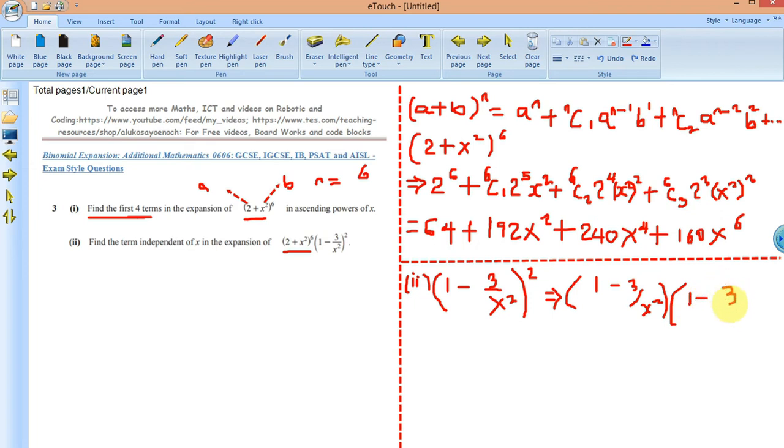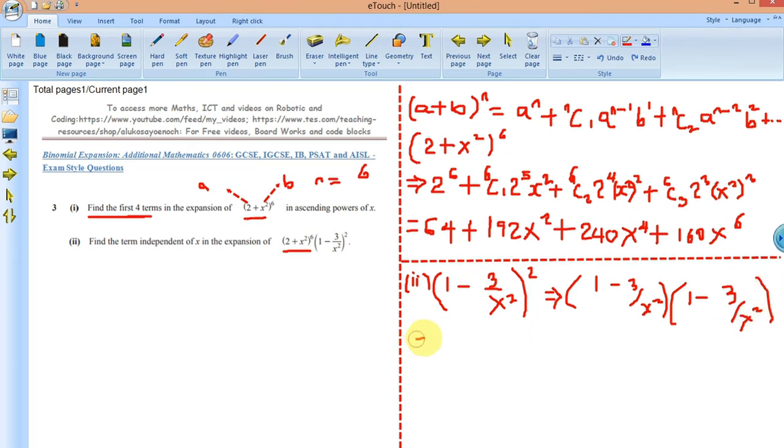Okay, so let's just do it like this. This is pretty cool, guys, right? Now let me get my final answer, and you should be fine with that. So we have 1 minus, now this is twice of this, so 2 times this, minus 3 over x squared, then plus 9 over x to the power 4.